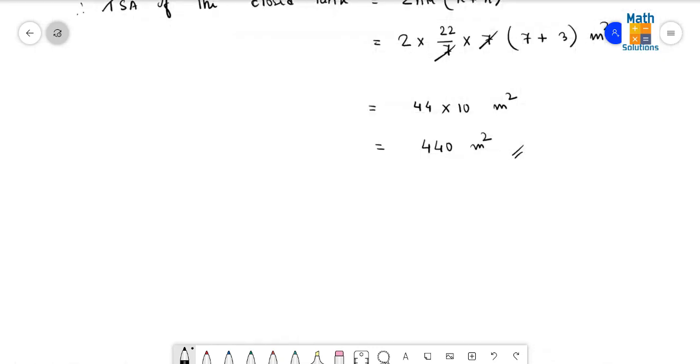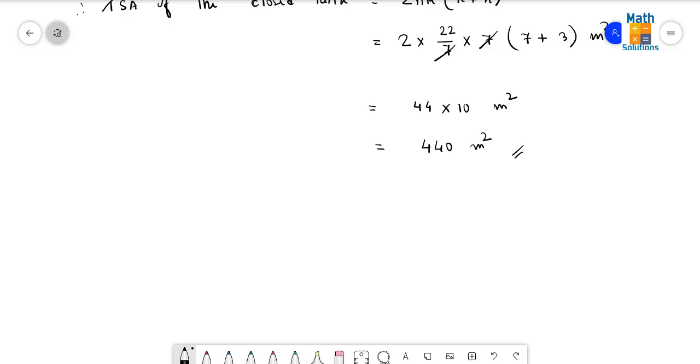After this, in question number 8, what is given? The lateral surface area of a hollow cylinder is 4224 centimeters square, means curved surface area. Lateral surface area or curved surface area means the same. It is cut along the height and formed a rectangular sheet of width 33 centimeter. Find the perimeter of the rectangular sheet.